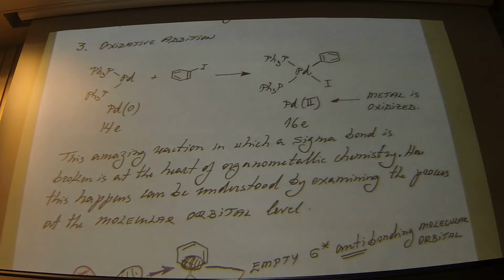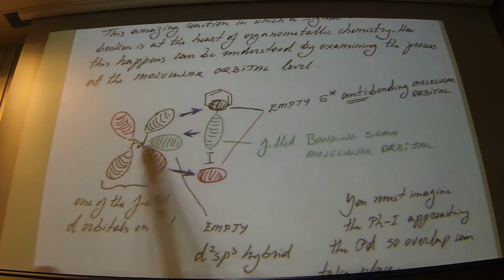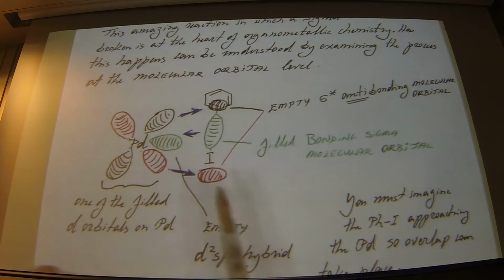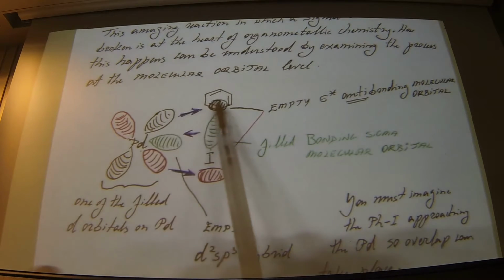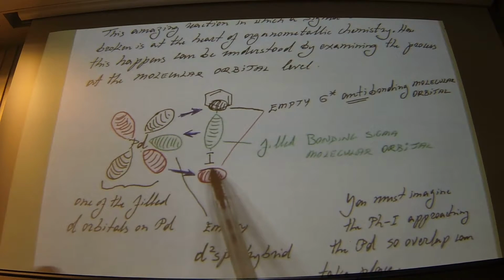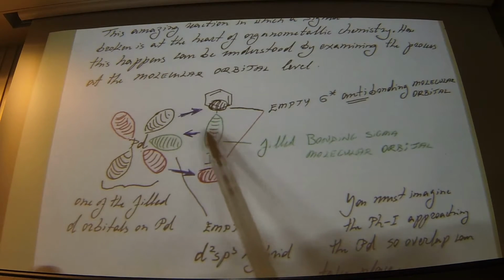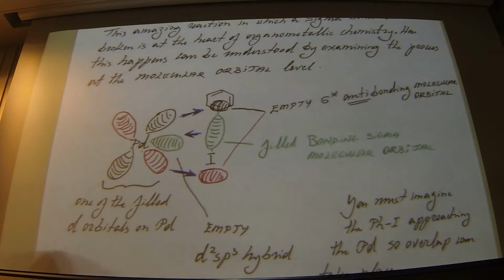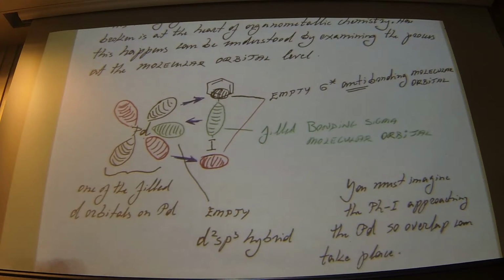The way this happens is as follows. The palladium does two things. It donates electron density from its filled d orbitals into the empty sigma star of the carbon-iodine bond, and then the filled sigma orbital donates electrons back into one of the empty hybrids on the palladium. In both ways you end up weakening that sigma bond: electrons going into the antibonding orbital weaken it, and electrons from the bonding orbital going into the palladium weaken it again, in the process breaking that bond and performing the oxidative addition.